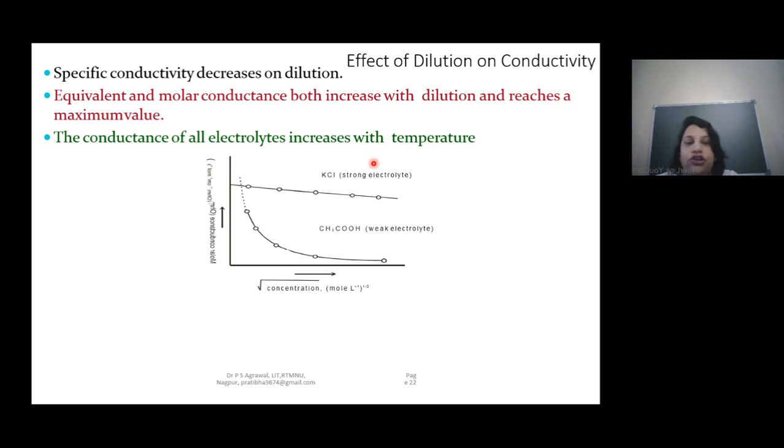So this is the effect of dilution on conductivity: specific conductivity decreases. You should remember that specific conductance decreases on dilution, and the equivalent and molar conductivity increase with dilution. And the conductance of all electrolytes increases with temperature. So this is all about conductance, equivalent conductivity, molecular or molar conductivity, conductivity at infinite dilution, specific conductivity, and their variation with dilution.